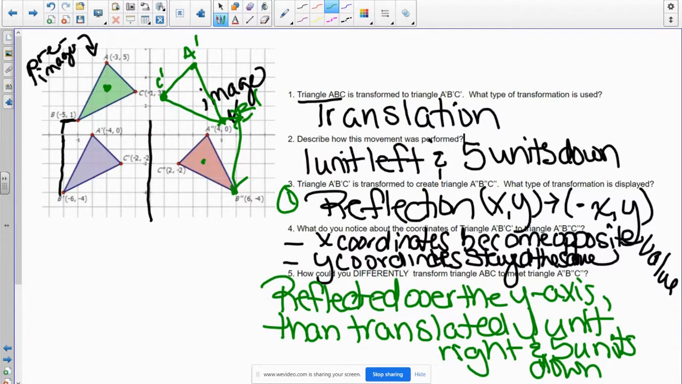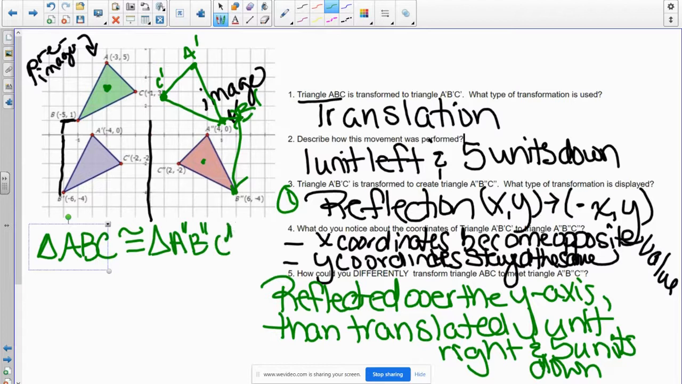Similar, the angles are the same, but the side lengths are proportional. The sizes are different, but the shapes are the same. So this one, of course, is congruent. So we could say triangle ABC is congruent to triangle A double prime, B double prime, and C double prime.